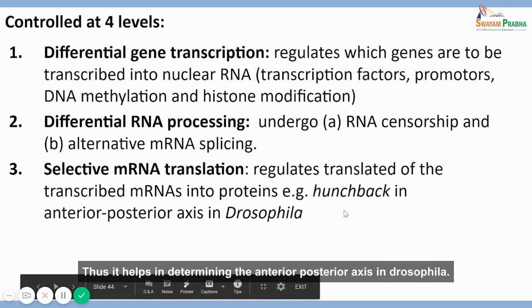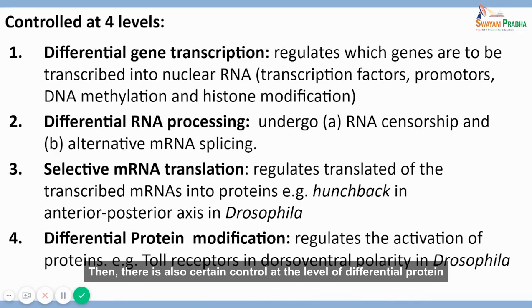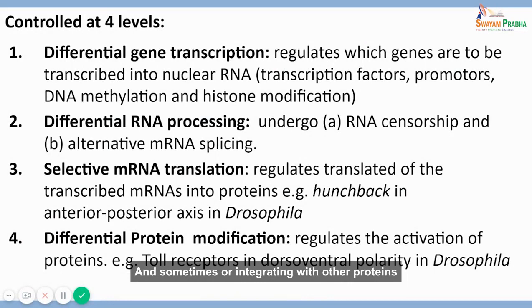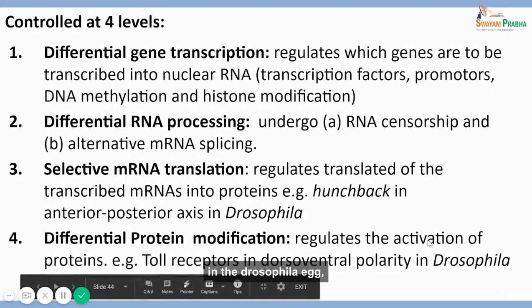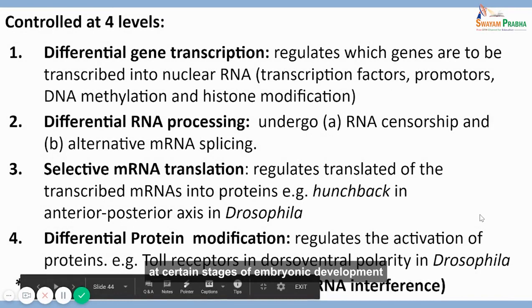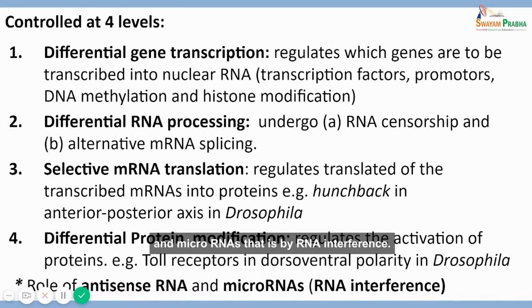Then there is also control at the level of differential protein modification, which regulates the localization of proteins among the complex ecosystem of the cell, and sometimes integrating with other proteins and cofactors in the cell to become functional. For example, toll receptors, which are located all over the cell membrane in the Drosophila egg, get activated only at the ventral side of the egg. So the toll receptors on the dorsal side remain inactive, and this helps in establishing the dorso-ventral polarity in the egg. However, the expression of mRNA is also regulated at certain stages of embryonic development by inhibition from antisense RNA and microRNAs, that is by RNA interference.